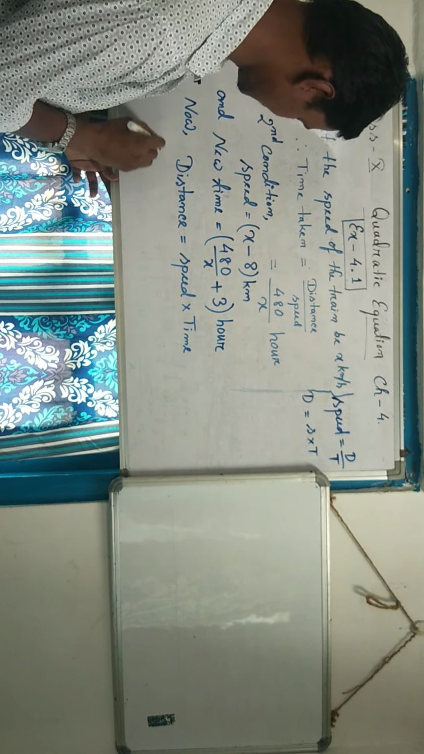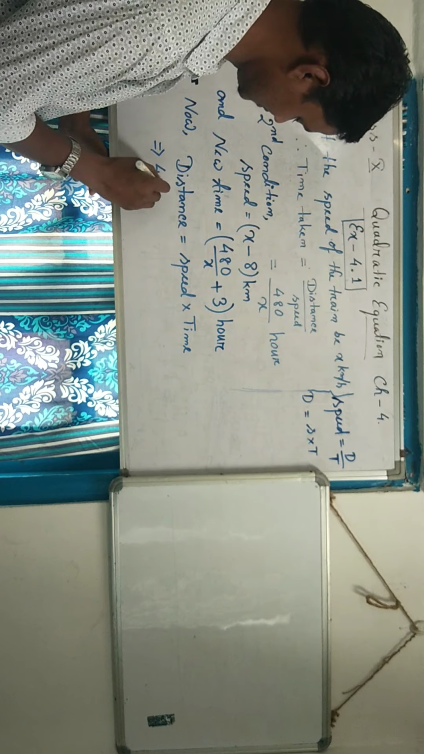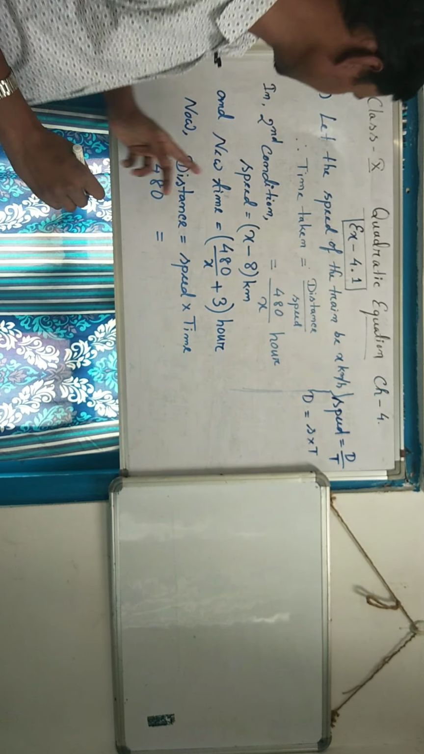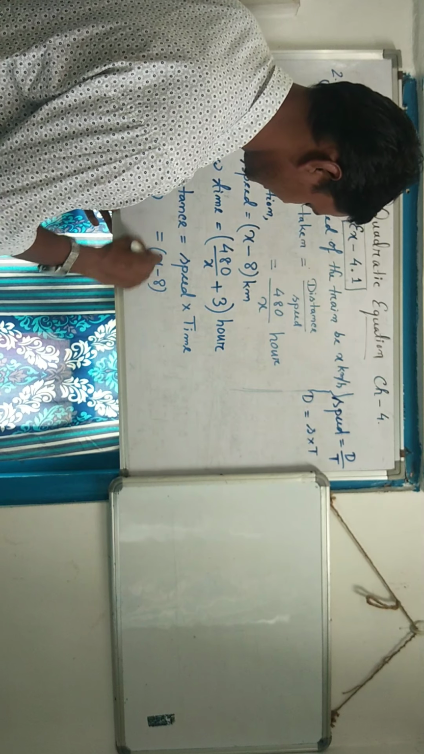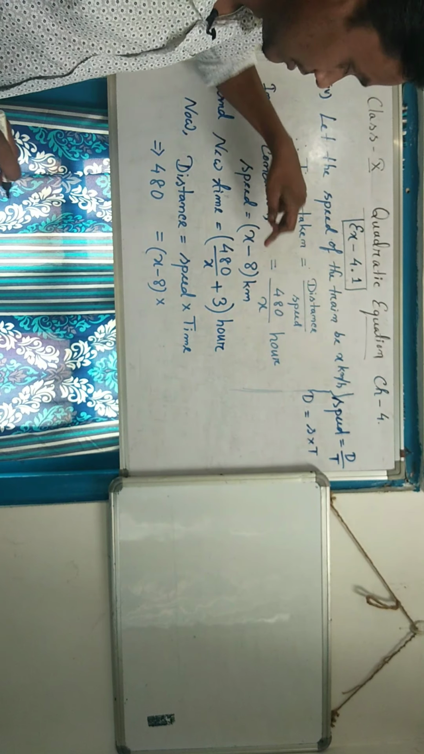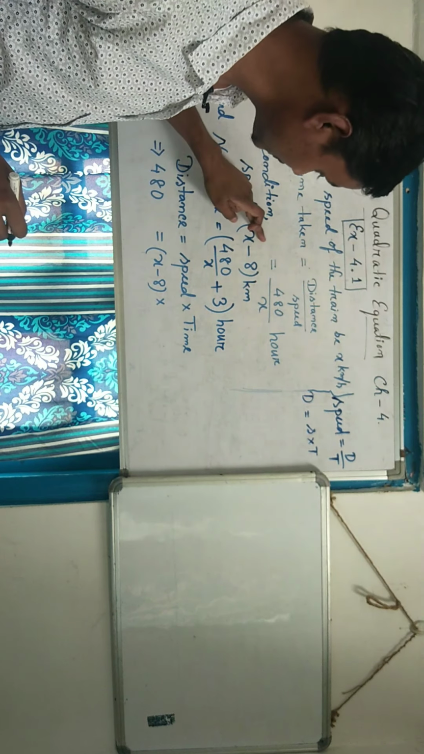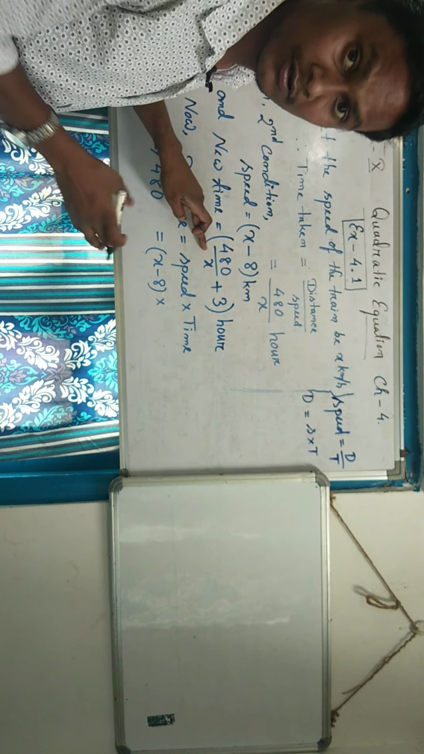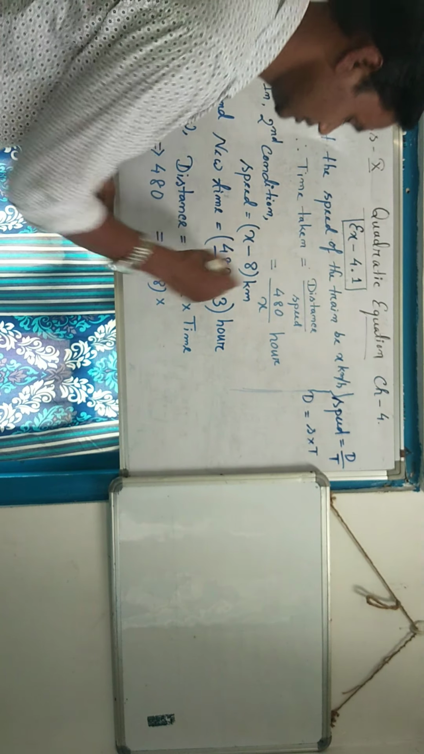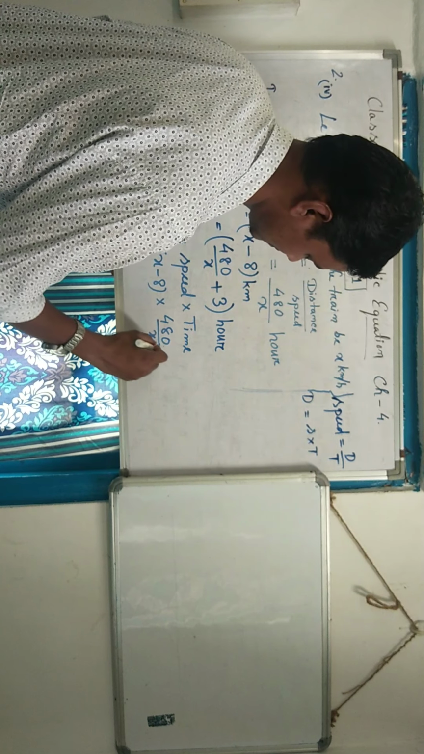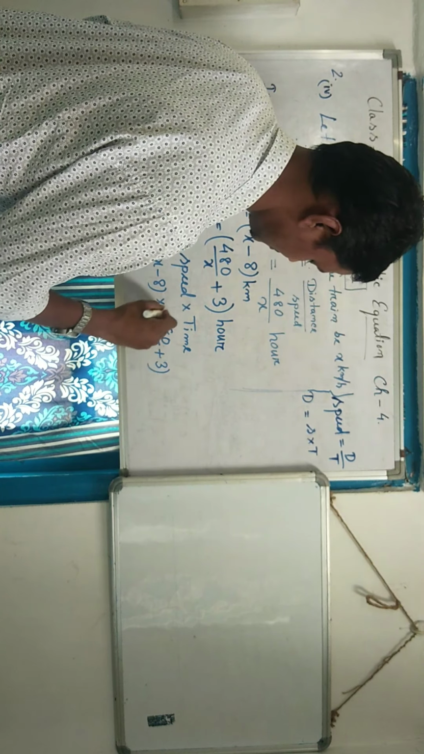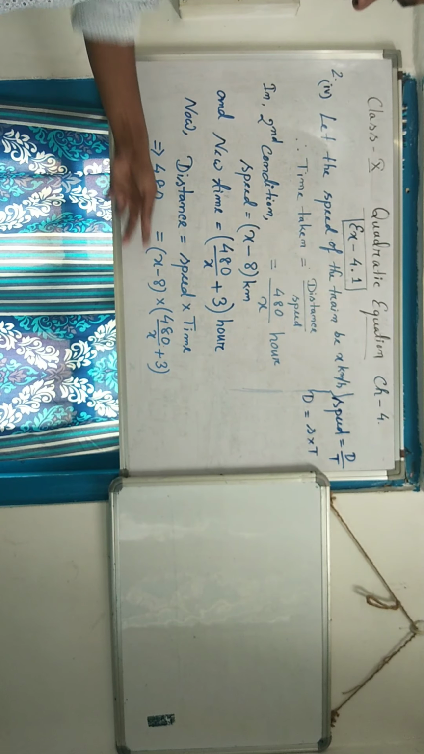So distance, 480, is equal to, what is the speed? x minus 8, into, what is the time? I have considered new speed and new time for solving the question. Speed, time, 480 by x plus 3. Okay, now multiply this.